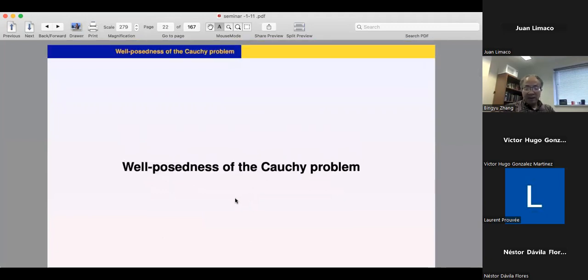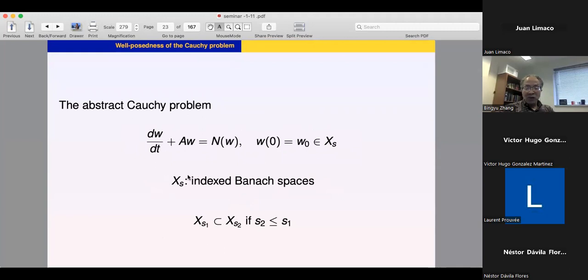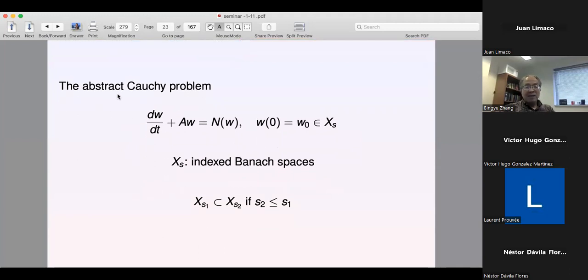Now let's first talk about well-posedness of the Cauchy problem. Here, let me give you a brief review of the definition of well-posedness. Consider the abstract Cauchy problem. Here, A is a linear operator, N is a nonlinear operator. And the problem is posed in the index Banach spaces X sub S, as X sub S1 is continuously embedded into X sub S2 if S2 is less than S1.